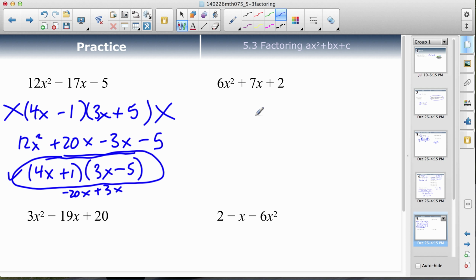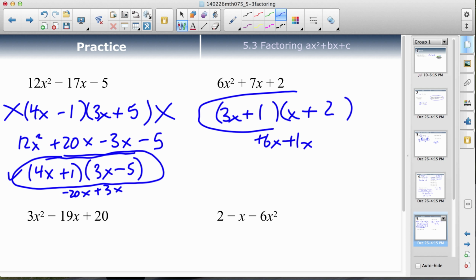Okay, let's try this one. Let's use our middling thing again. So instead of doing 6x and x, I'm going to do 3x and x. And then I got to go 2 things that multiply to 2. So, I don't know, 2 and 1. They're all positive there, so make both of these positive. 3x squared plus 6x plus another x. Hey, that's 7. That's our one right there. Got it. Let's try another one.